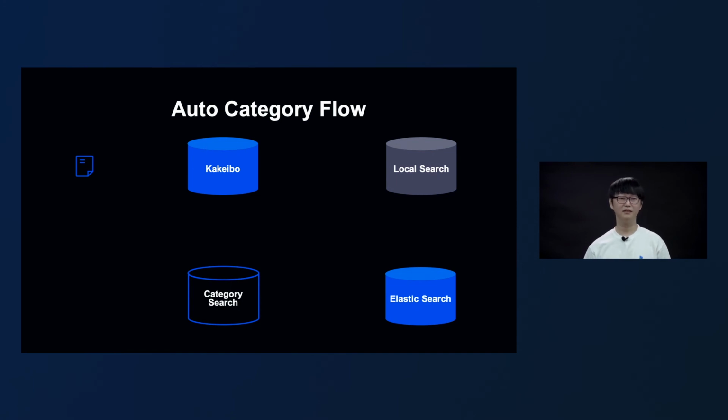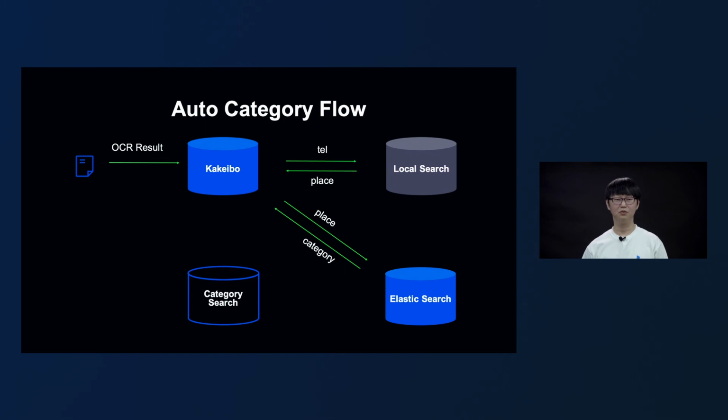This is a simple flow chart showing the process in auto-categorizing. Telephone number is collected using OCR, and information of place is collected using local search. Using information about place and existing user input data stored in Elasticsearch, we provide a primary recommendation of category. And finally, place, time, amount, and other information go through the category search system applied with ML technology, and the result is received by kakeibo and category is recommended.